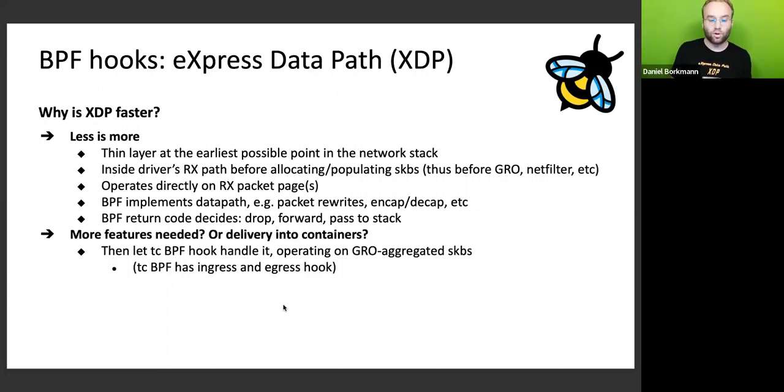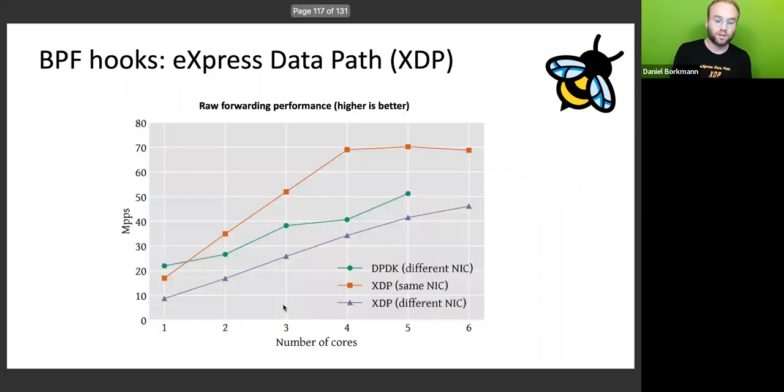And if you really need more features, or if you have to push your packet into local containers, then you can push it up the stack and let the TC BPF hook handle it instead of XDP, because there you can operate on aggregated SKBs. And TC has an ingress and egress hook. But for those use cases that I mentioned earlier, XDP is really perfect.